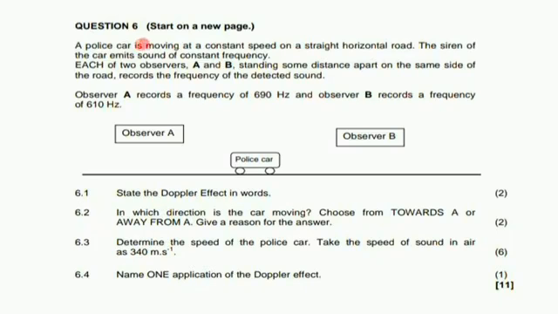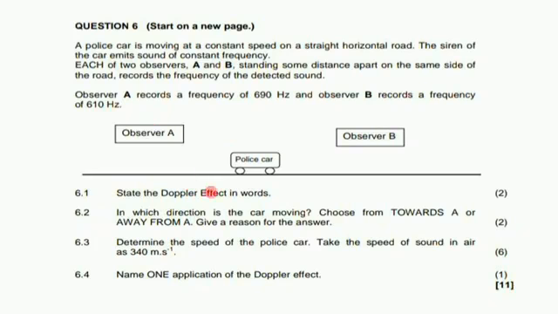It says a police car is moving at a constant speed on a straight horizontal road. The siren of the car emits sound of constant frequency. And then it says each of 2 observers A and B standing some distance apart on the same side of the road records the frequency of the detected sound. Observer A records a frequency of 690 Hz. And observer B records a frequency of 610 Hz.